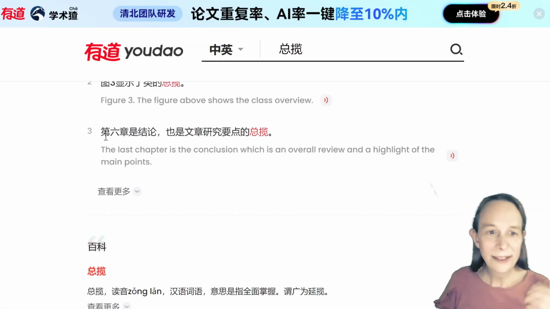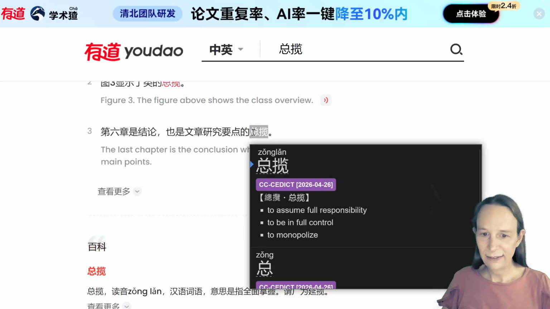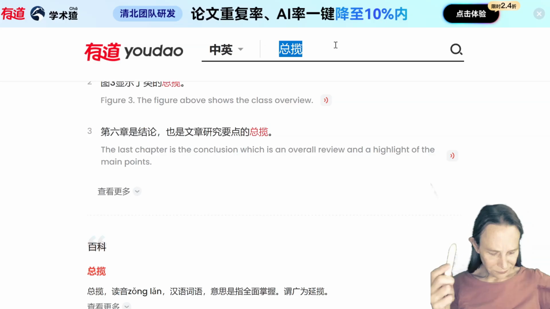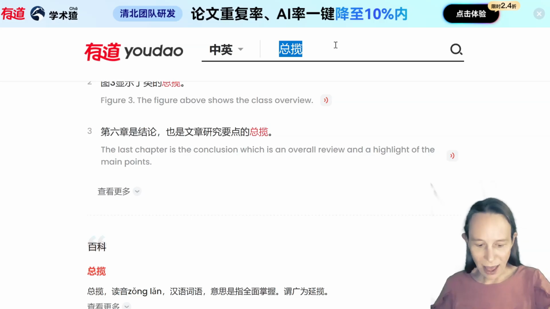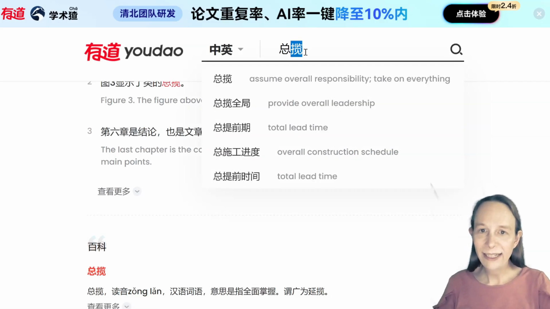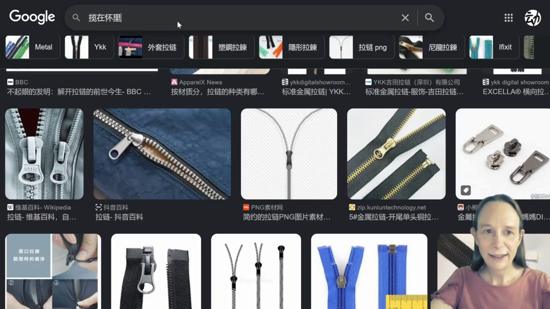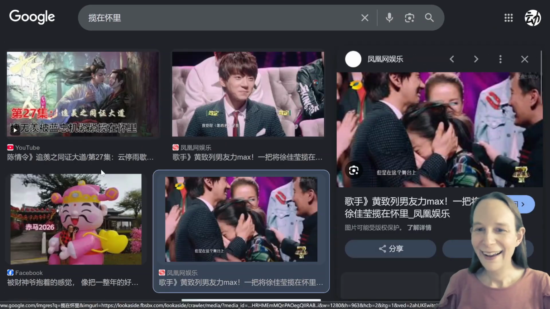Let's read this one. 第6章是结论，也是文章研究要点的总览. It's like a summary or something. Maybe this is something else. All right, let's move on. Number 2, 用胳膊搂, really? 学靠近自己，妈妈把我揽在怀里, really? 揽在怀里。All right, there you go.